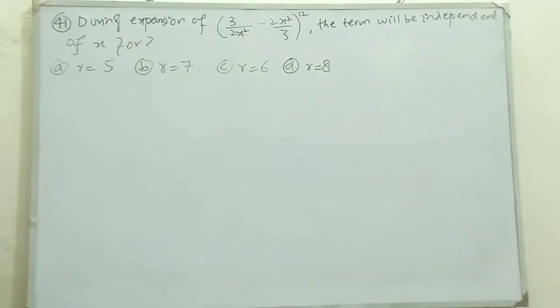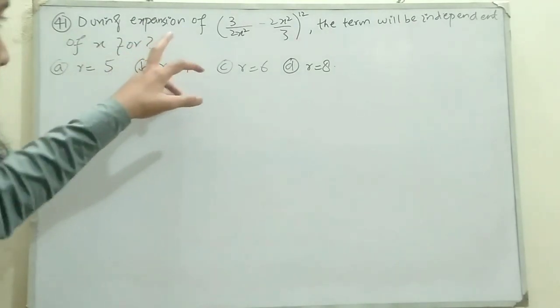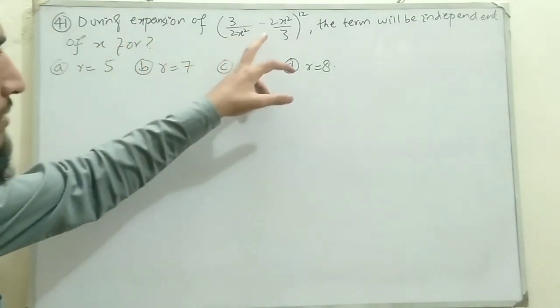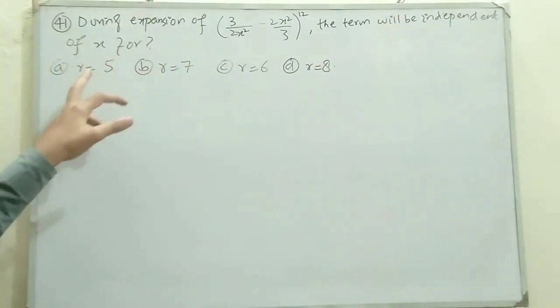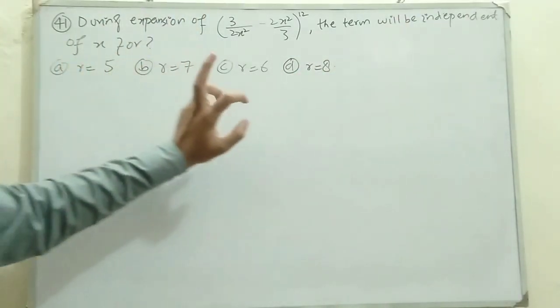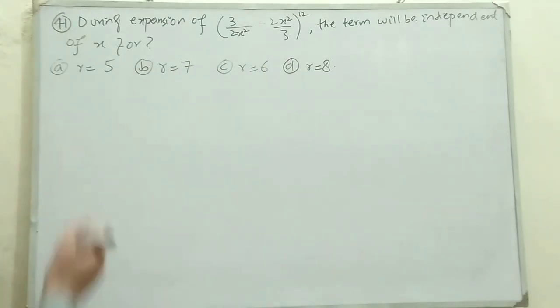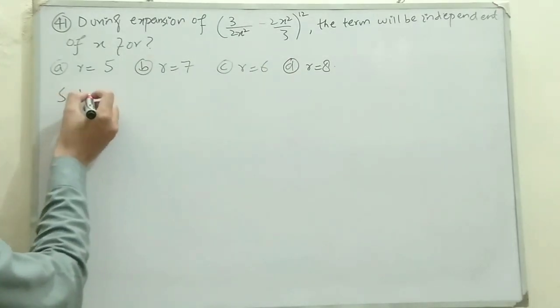Now move toward MCQ number 41. It tells that during the expansion of (3/2 x square minus 2/3 x square) whole power 12, the term will be independent of x for the value of r equal to 5, r equal to 7, r equal to 6, and r equal to 8. Move toward the solution of this binomial expansion.